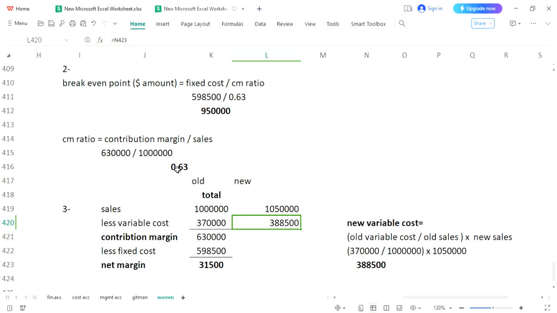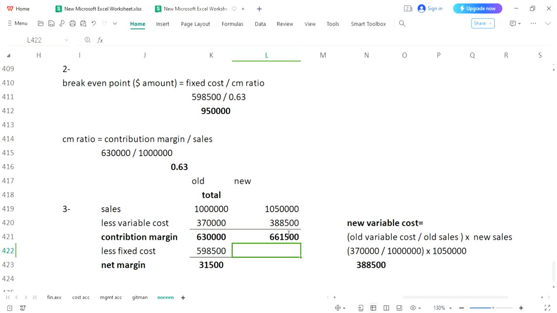So now contribution margin can be calculated. How? By subtracting variable cost from sales. Your sale is 10,50,000, subtract your variable cost, which is 3,88,500. So now contribution margin is calculated.